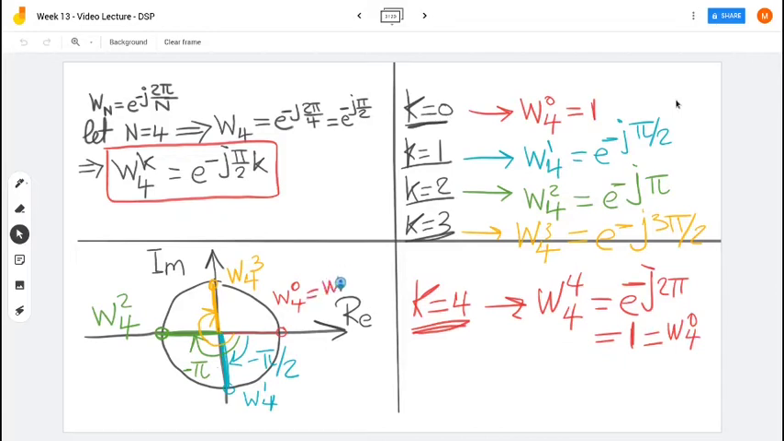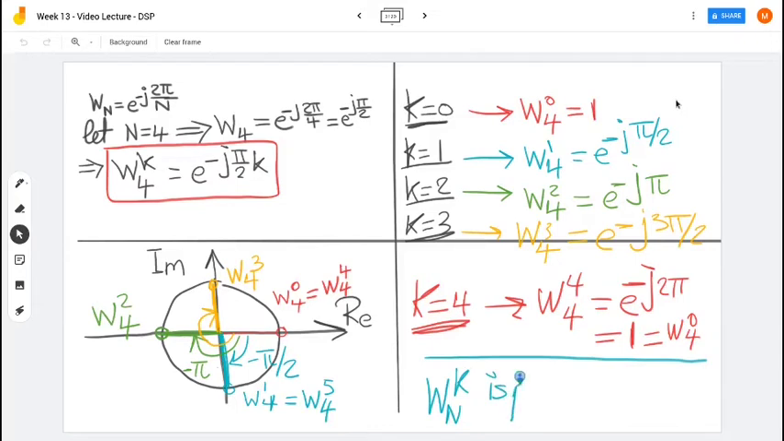And if you try with W4 to the power 5, you will get W4 to the power 1. So W4 to the power 5 is equal to W4 to the power 1. And so on. So as you can see, Wn to the power k is periodic, with period n capital. So we can reach this conclusion that Wn to the power k is periodic in k, with period n capital.